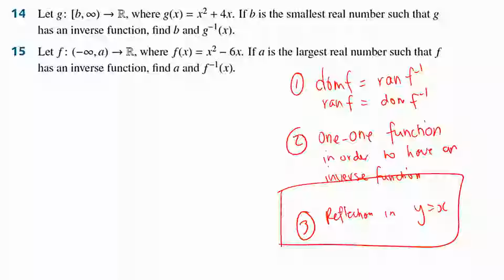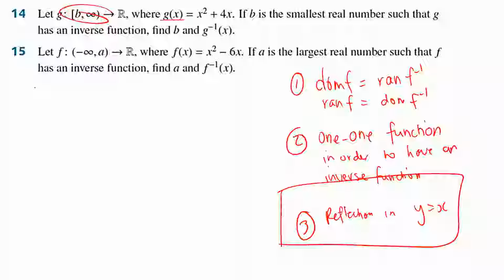Now, let's do question 14. Why did I choose question 14 and 15? You can do 15, I'll do 14, right? Why did I choose this one? I'll show you why. If we just ignore this B section, we'll get back to that later on, okay? Because you need these 3 properties to answer B. But let's have a look at the graph.